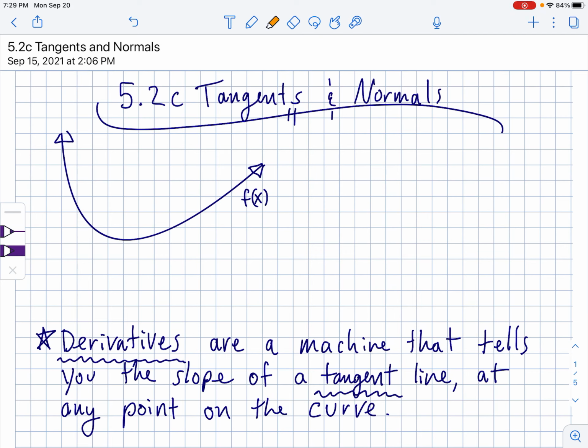There's a couple of vocab words I want to throw at you guys. One of them we've already been over, but I'll do it again. If you have a line that just barely touches right here on the curve, this is called a tangent line.